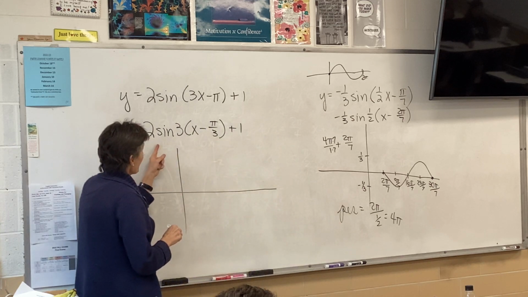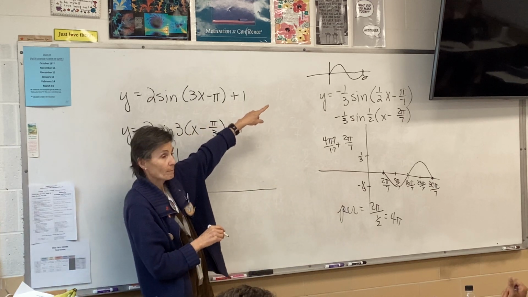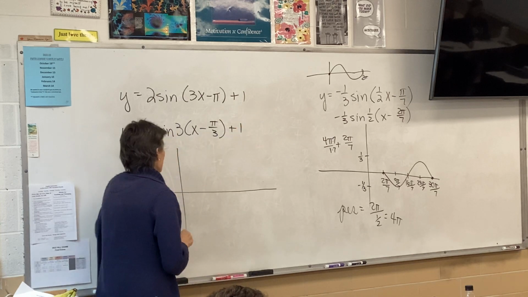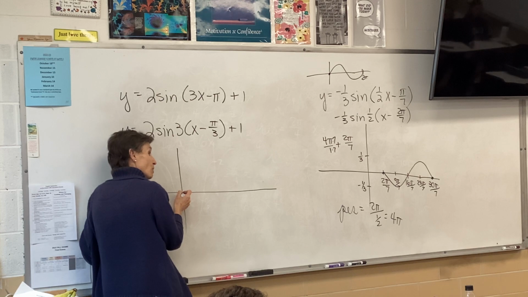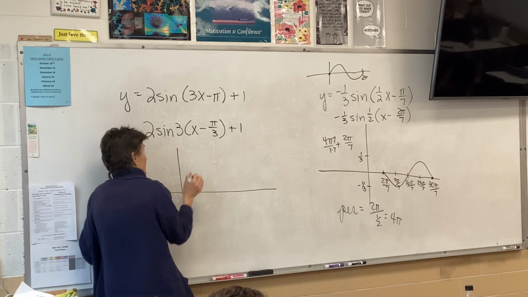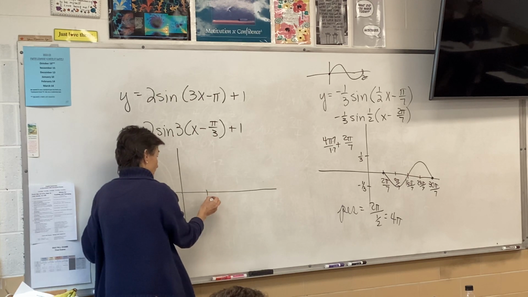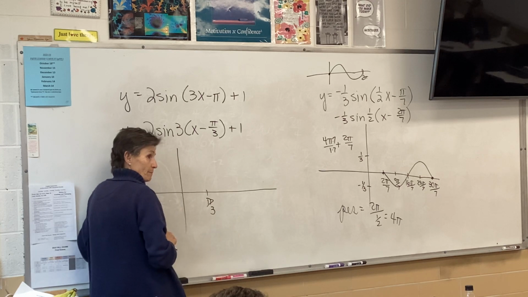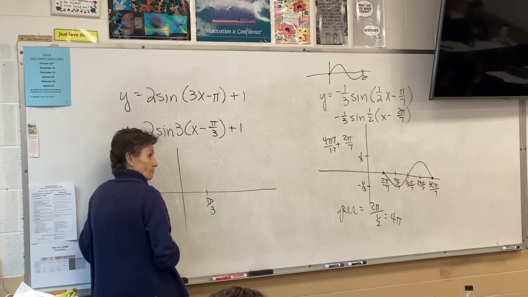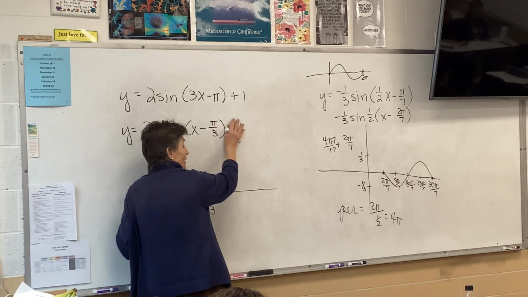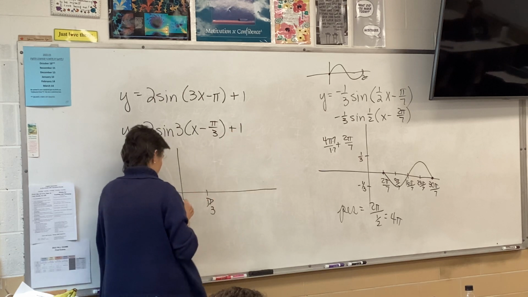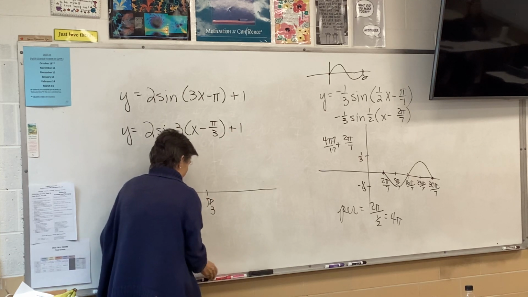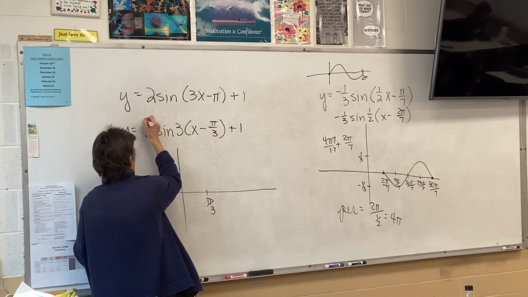Now, this is a sine curve, so it's going to have that shape right there. But instead of starting at the origin, which is where it's supposed to start, it's going to get shifted pi over 3 to the right. Now I'm going to hold off on that for a second. I'm going to graph this first.